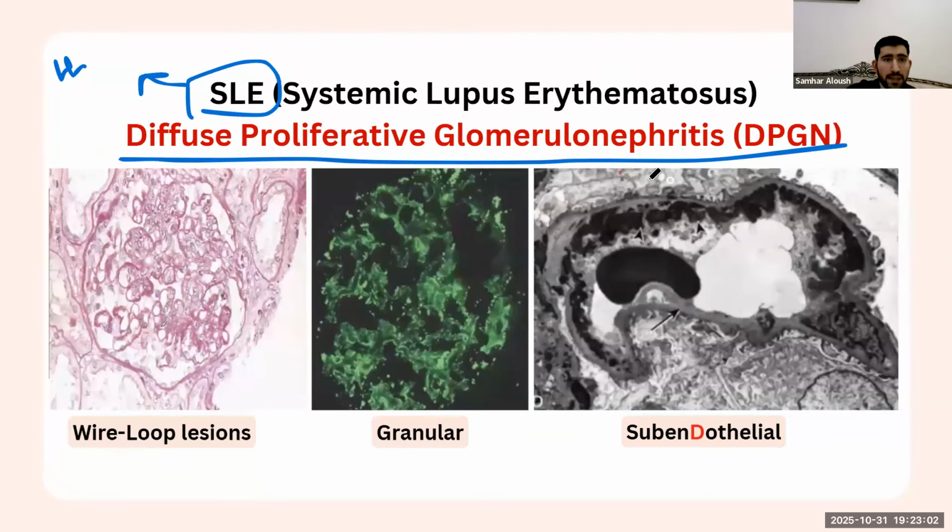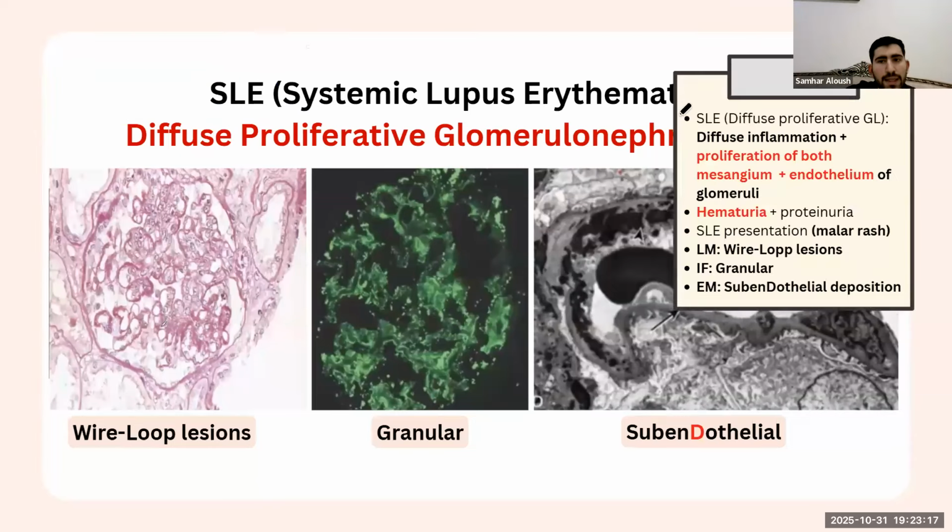From the name, it's called diffuse proliferative. So what layers do you think are proliferating? All of them, okay? Because it's diffuse proliferative. So the membrane, the endothelium, the mesangium, everything is proliferating. So SLE causes diffuse proliferative glomerulonephritis. Everything is proliferating and it's diffuse. It's not like one area. No, it's through the whole glomerulus and through most of the layers, mesangium, endothelium, even membrane, everything, okay?